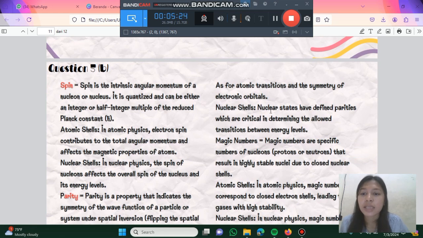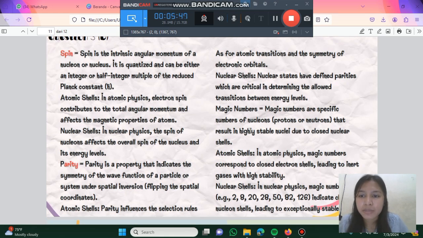So the next is part B. The question is, in view of the nucleus model, spin, parity, and magic numbers are terms that also have an effect on atomic shells. Explain these terms and find the two solved problems. So we can see the spin. Spin is the intrinsic angular momentum of the nucleon or nucleus. It's quantized and can be either an integer or half-integer multiple of the reduced Planck constant, h bar.